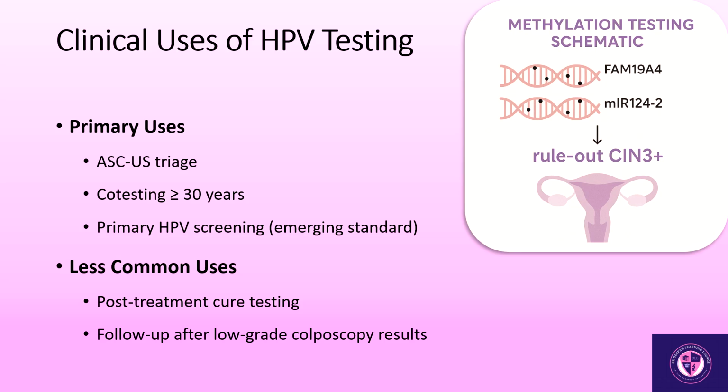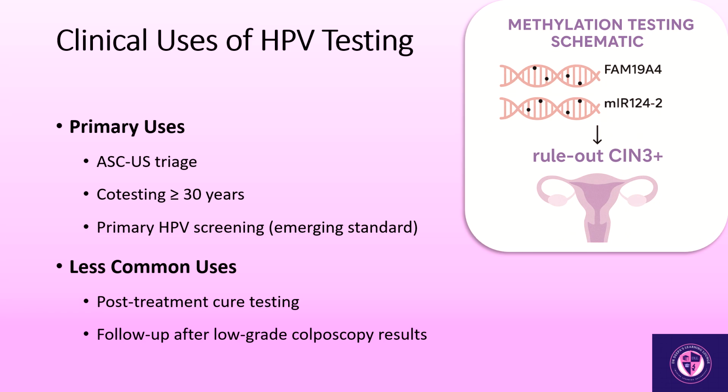HPV testing has several well-established clinical applications, and the most common is the ASCUS triage. When cytology shows atypical squamous cells of undetermined significance, HPV testing determines whether the woman needs a colposcopy. For women aged 30 and above, HPV testing is used alongside cytology as a part of co-testing. The double-negative result of HPV negative and NILM cytology confers a very low future risk for CIN3, allowing extended screening intervals of up to 5 years.